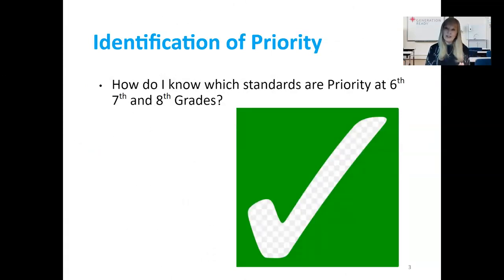So first of all, identification of priority standards. I put the great big green square there for you to say, do those, not the blue, not the yellow, for the spring semester or your trimesters from January till testing in May. This is what we're going to focus on, 100%, not 85 or 65, 100%. So how do I know which standards are priority at 6, 7, and 8?